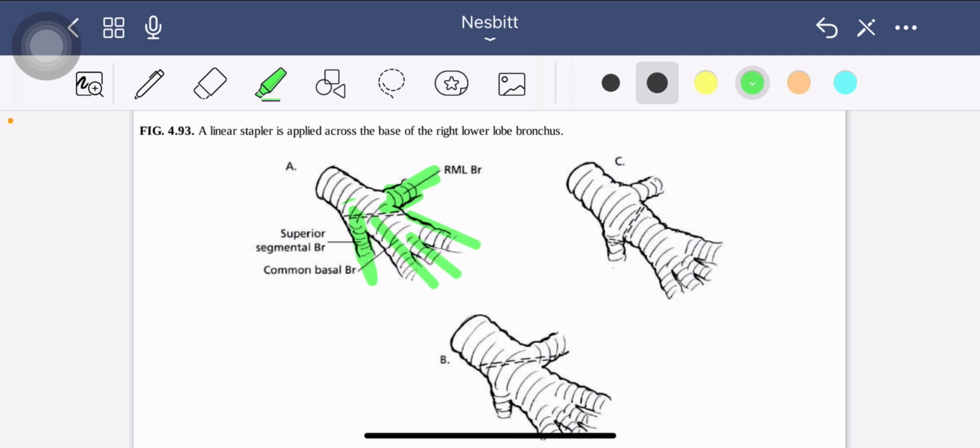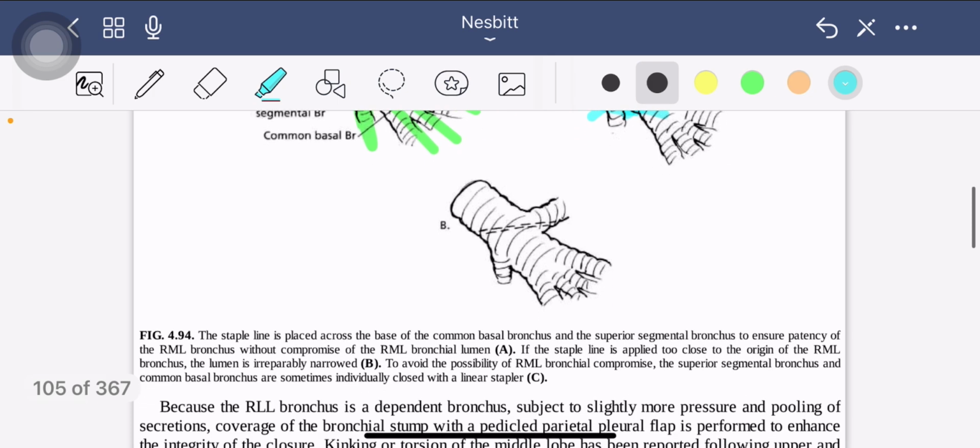Here at this level. So this is the middle lobe bronchus, this is the superior segmental bronchus, and these are the common basal bronchus. So we have to fire the stapler at this level and avoid narrowing of the right middle lobe bronchus, or we can double fire this and this separately.